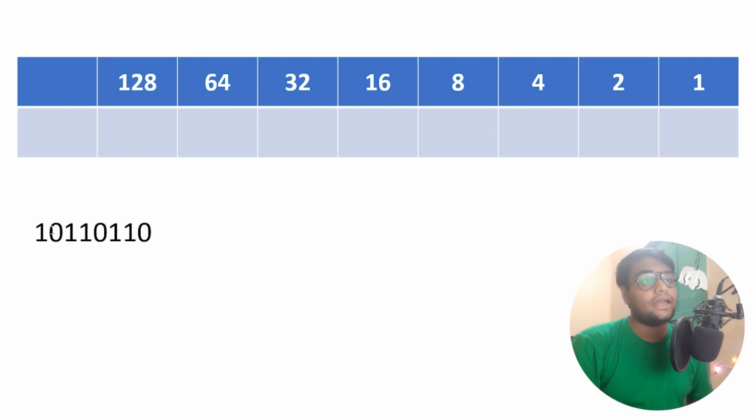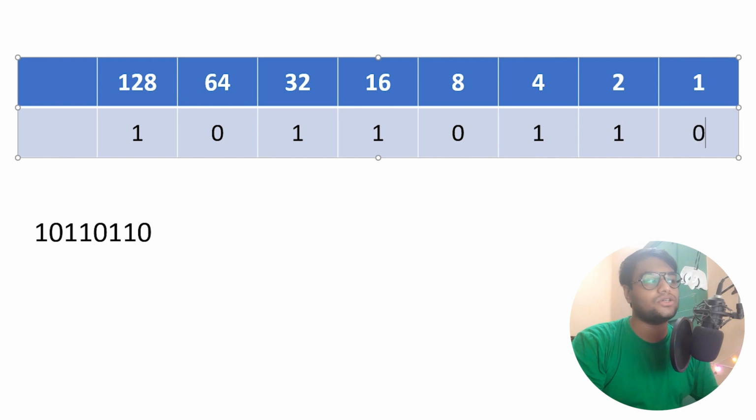And this is an 8-bit number, and always remember that you can't go beyond 8 bits. You are restricted to working with 8 bits in the field of networking. So I have an 8-bit number over here, which is 10110110. You just have to write down the number in the proper order, which is 1 0 1 1 0 1 1 and 0. And then you just have to add up the numbers on top of the 1s.